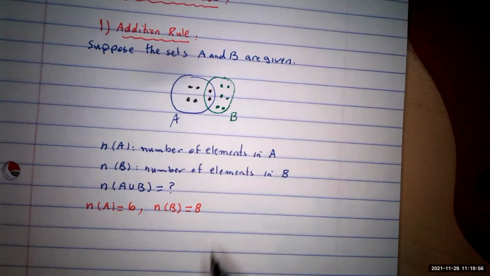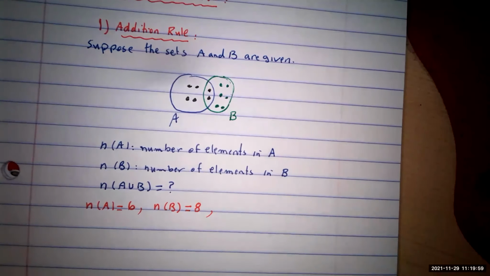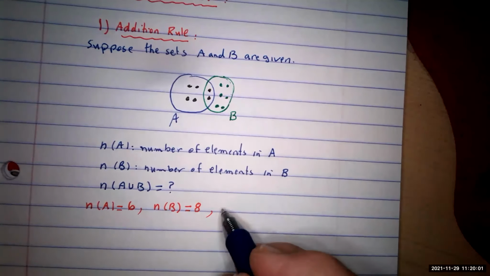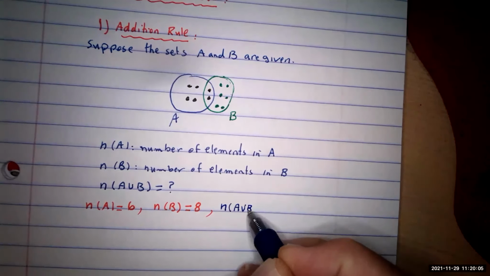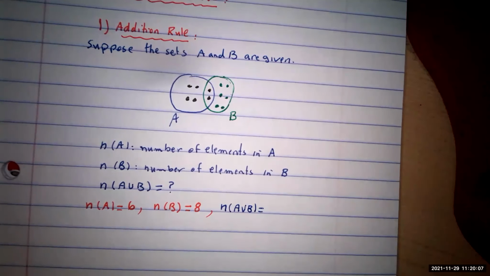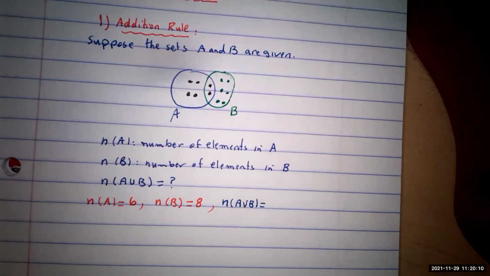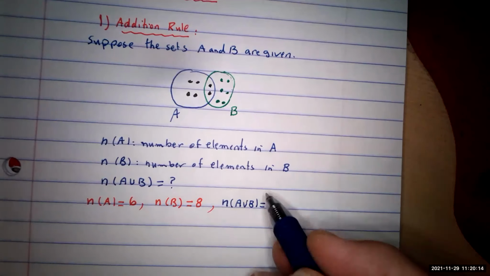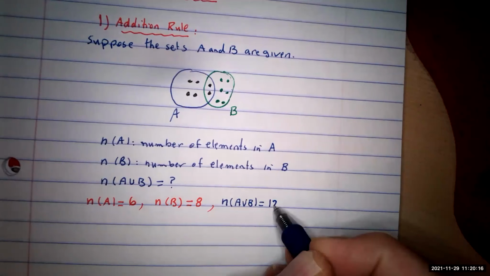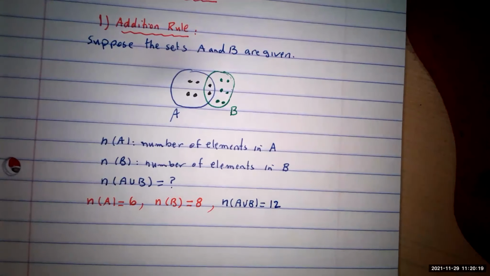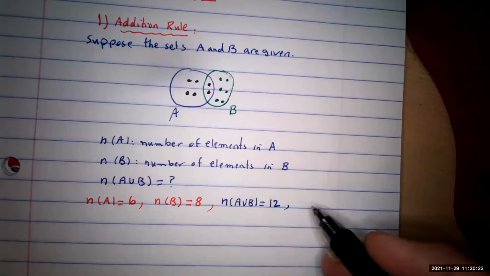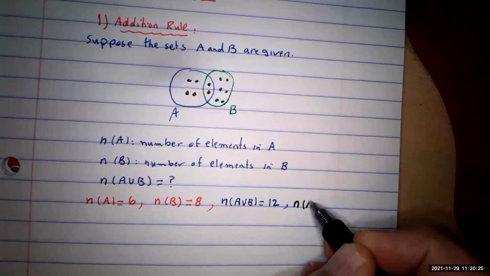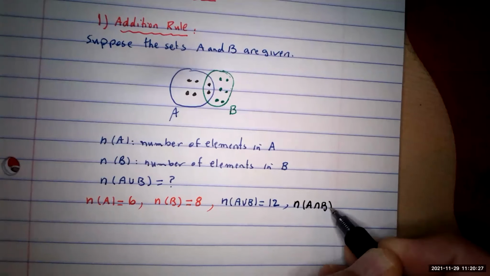Okay, and now if you want to count how many members are going to be in A union B, any suggestion? 12. It's going to be 12. Yes, very good. 12. And how many members do we have in A intersect B? 2. It's going to be 2.